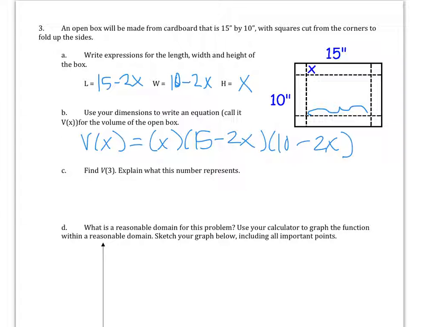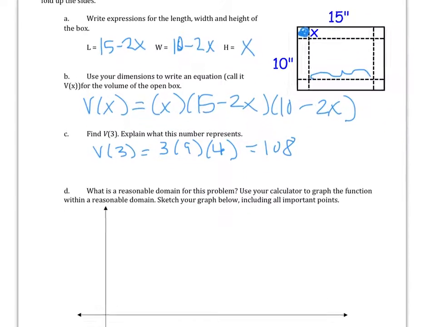Okay, find V of 3 and explain what the number represents. So V of 3 is 3 times 9 times 4. Right, so what's that? 36 times 3 is 108. So that means that if those corners that were cut out were 3 by 3 squares, then the volume of the box would be 108.